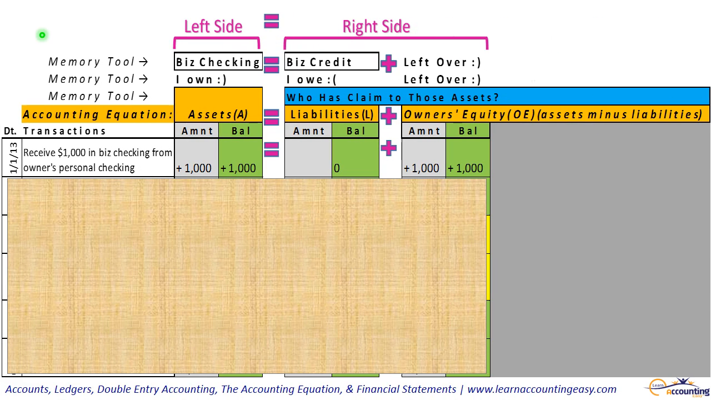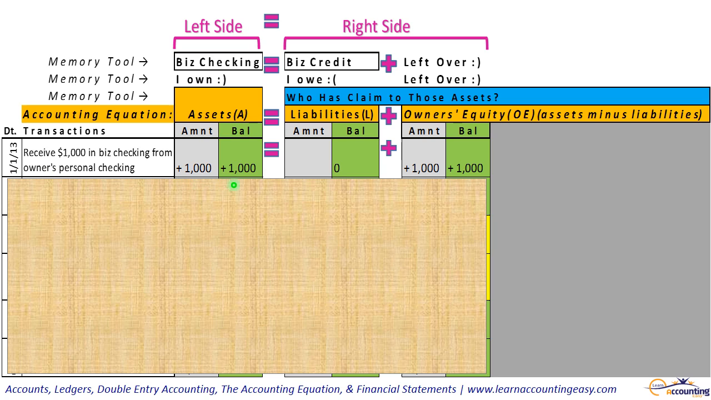Okay, what we want to do at this point is use this accounting equation to account for our first set of transactions. And we're going to block out the remaining 5 here and just focus on the first one for now. So the first thing that we do on January 1st is receive $1,000 in our business checking account from an owner's personal checking account.